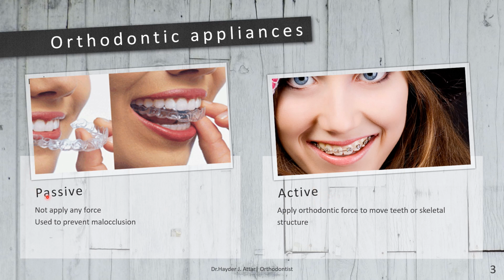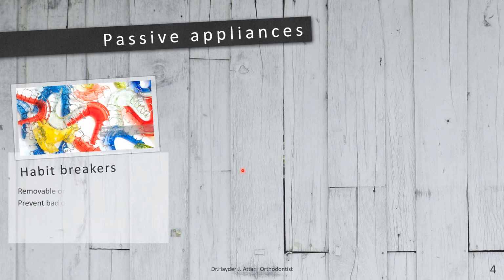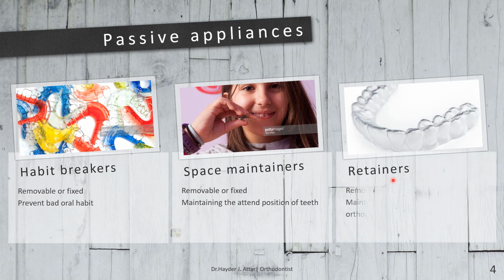The passive orthodontic appliance does not apply any orthodontic force and is used to prevent malocclusion, break habits, or maintain the spaces. The active orthodontic appliance provides or applies orthodontic force to move the teeth or the skeletal structure. The passive appliances include the habit breakers, space maintainers, and retainers.